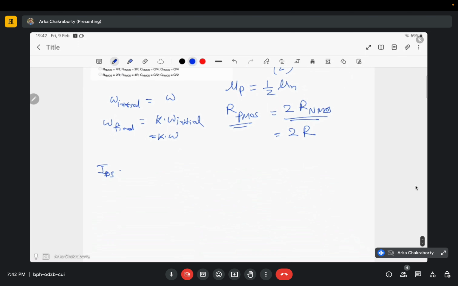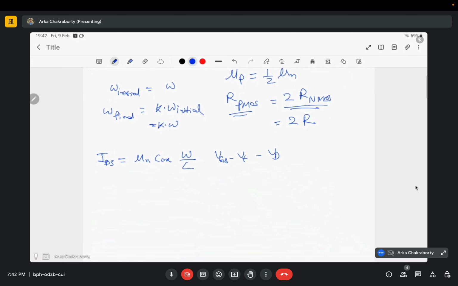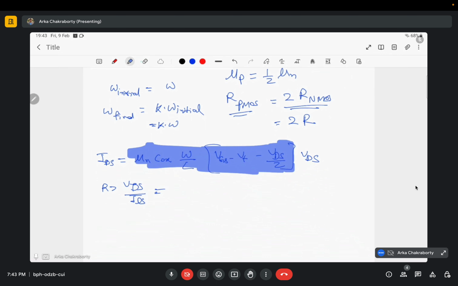Now what I said, that the IDS value, the current value, is equal to mu n for NMOS, Cox, W by L, into VGS minus VT minus VDS by 2 into VDS, right? So what is resistance? Resistance is VDS by IDS. Therefore, if I take IDS and this term to the left-hand side, I will get R equals 1 by mu n Cox W by L, so L will go up, it becomes L by W, into VGS minus VT minus VDS by 2, right?